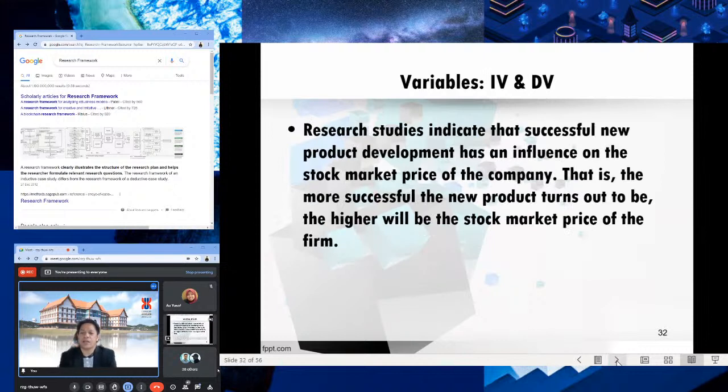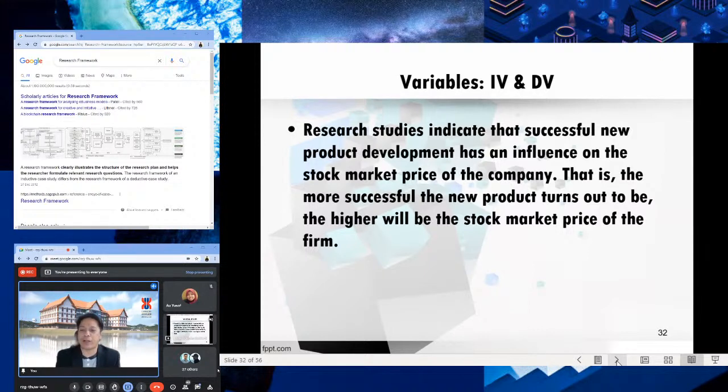If you want to see the variable between IV and DV, independent variable and dependent variable: a research study indicates that successful new product development has influenced the stock market. This is an example of a company. The more successful the new product turns out to be, the higher the stock market price of the firm will be.